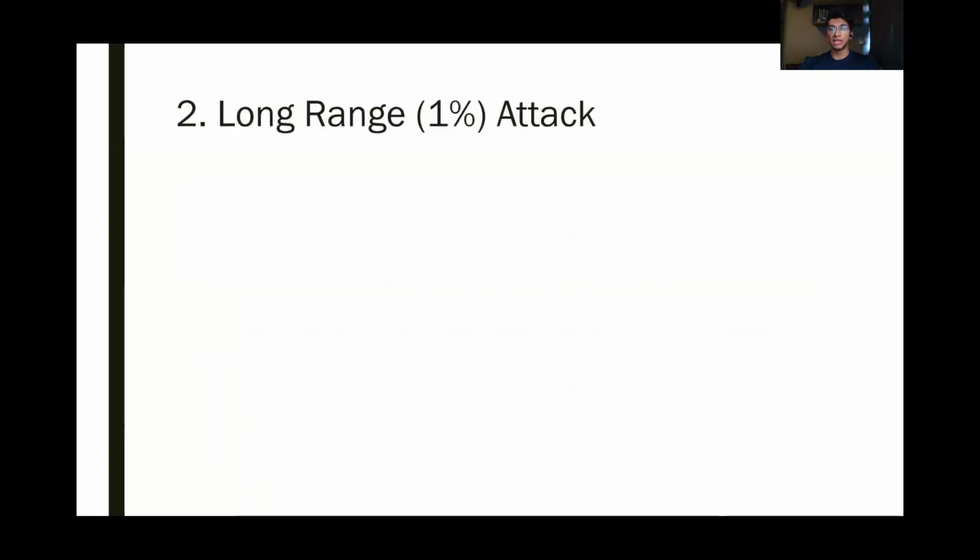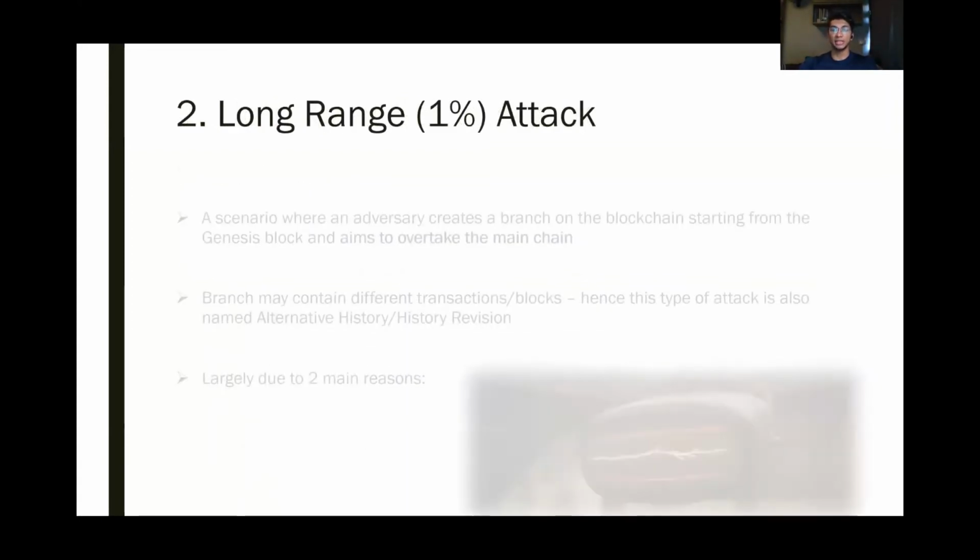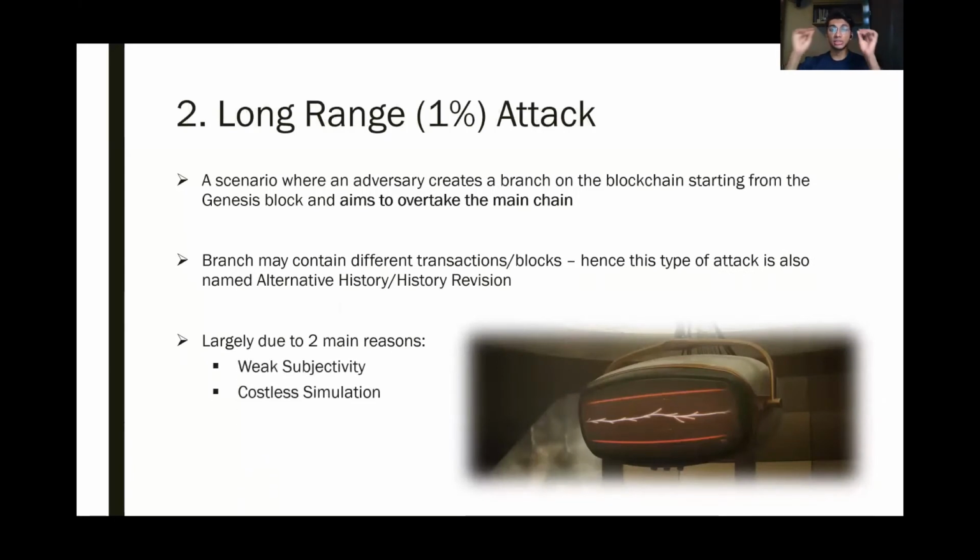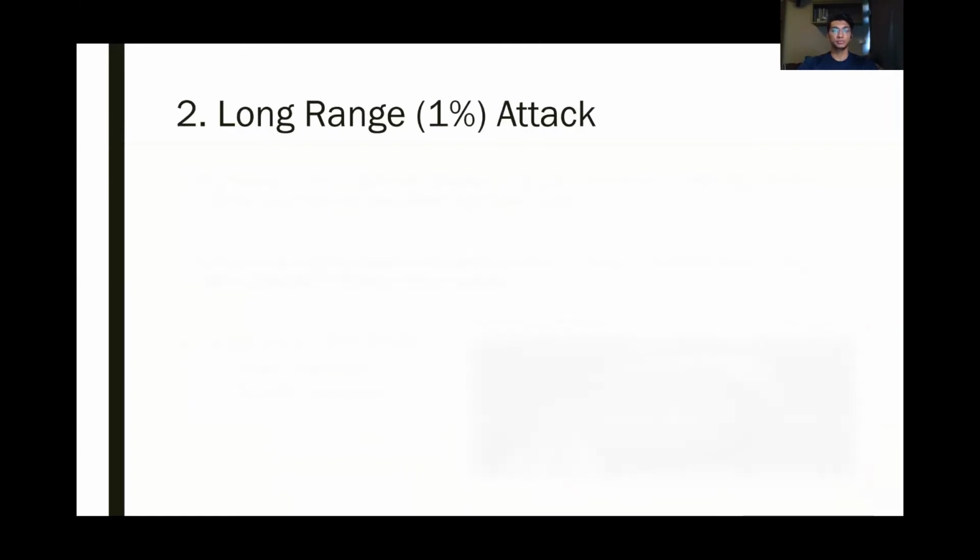The next attack we'll discuss is the long-range or 51% attack. This occurs when a malicious party creates a branch on the blockchain starting from the Genesis block and aims to overtake the main chain. They will normally populate this branch with different transactions and blocks, hence the alternate name of revision history attacks. Several factors contribute to this attack being easier to execute, such as weak subjectivity and costless simulation.